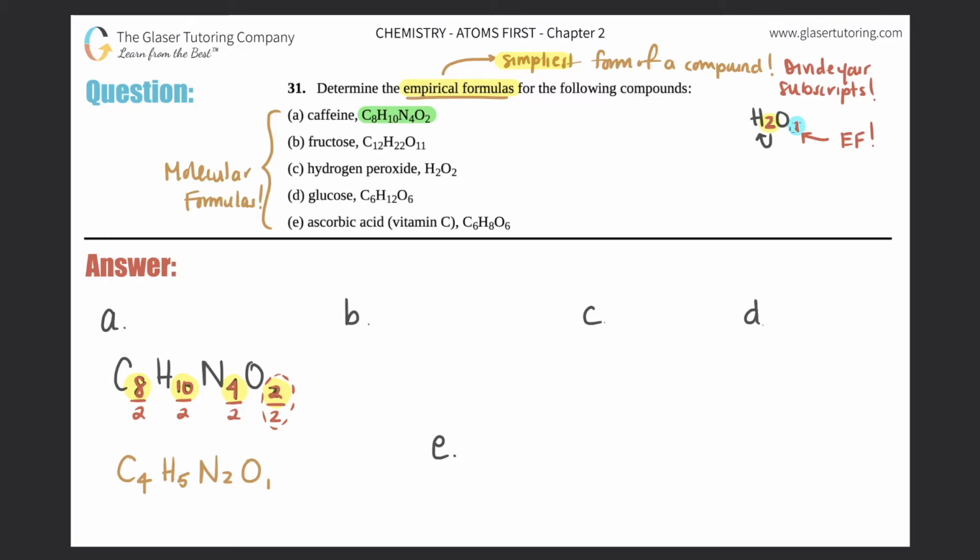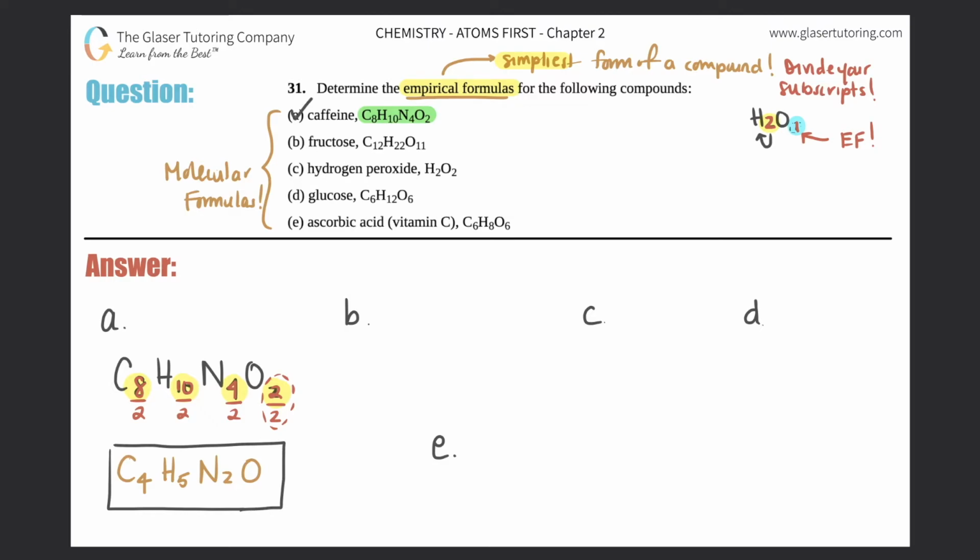C4H5N2O. You could write the 1, but it's implied that if there's 1, you don't have to. So I'm going to just state it like that. And just as a double check, you have a 4, 5, 2, and a 1. There's really no number in common between those. So this would be your empirical formula. Box that off. That's the answer for A.